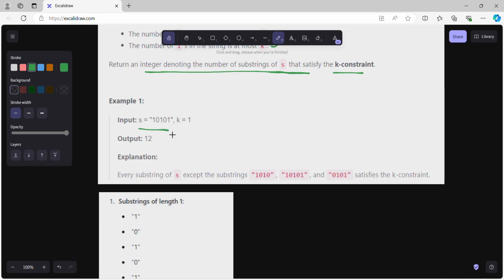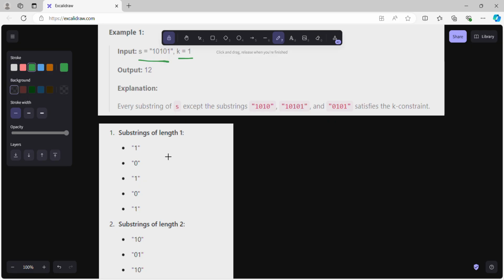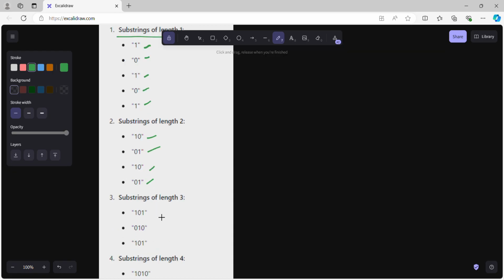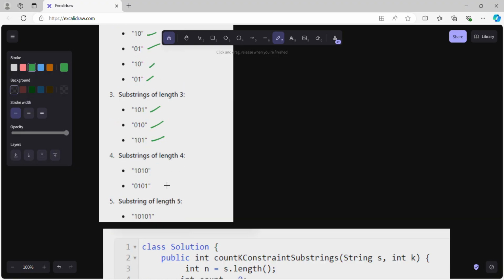This is the string given to us and the K value is equal to 1. If we draw the substrings that we have, the substrings of length 1 are 1, 0, 1, 0, 1. Then the substrings of length 2 are 10, 01, 10, 01, right? And the substrings of length 3 are 101, 010, 101, and these are the substrings of length 4 and substrings of length 5.